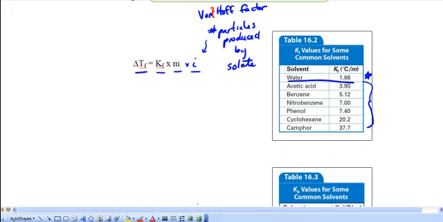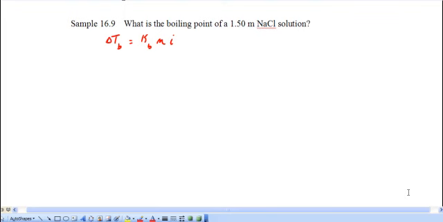All right, so let's go ahead and move back down. We have a Kb value of 0.512 for water. Sorry about that. It seemed to be a little glitch, but it seems to be fixed now. The boiling point elevation constant is 0.512, which again, the units on that is degrees Celsius per molal. The molality of the solution is 1.50 molal. So these molals are going to divide out.